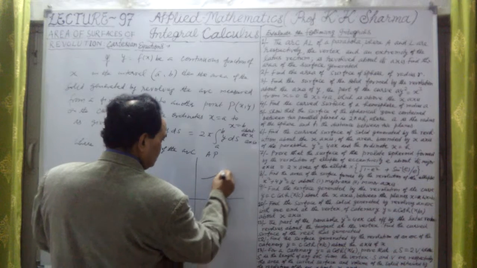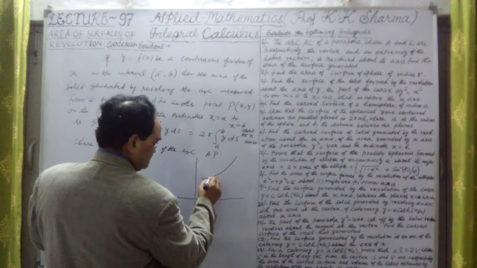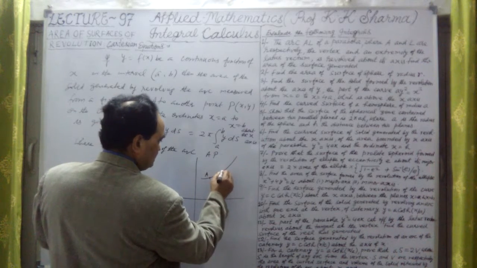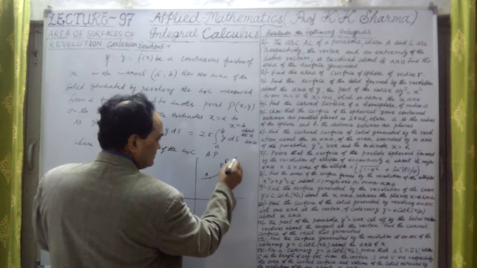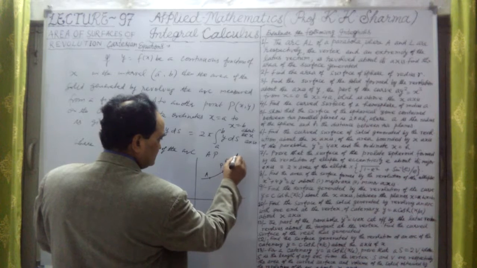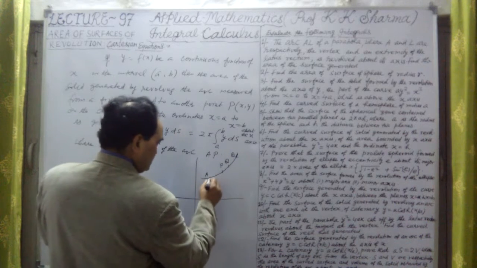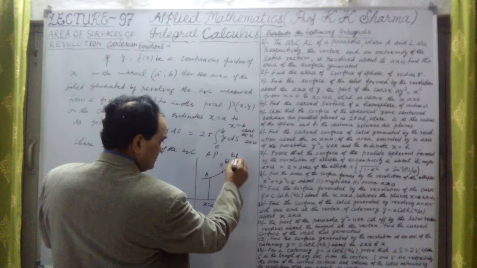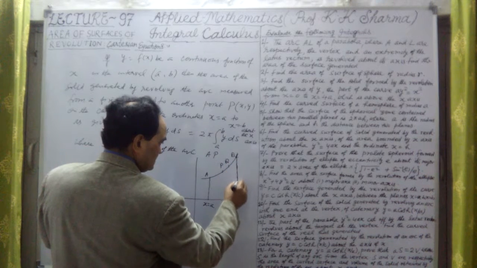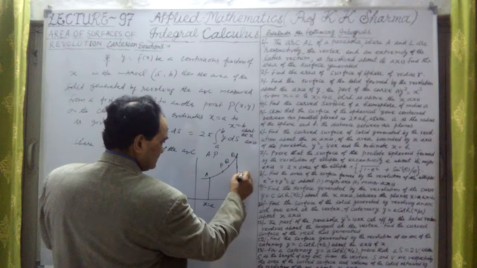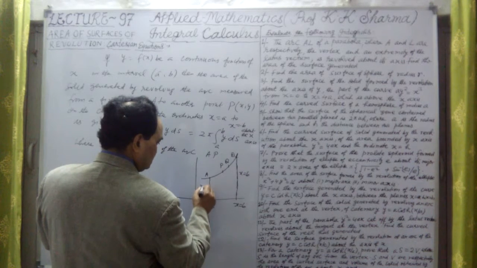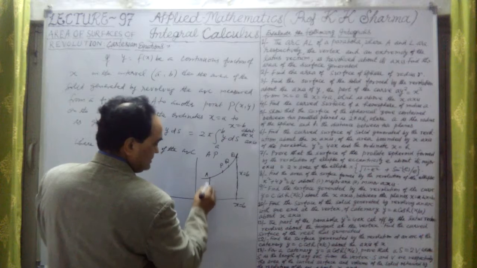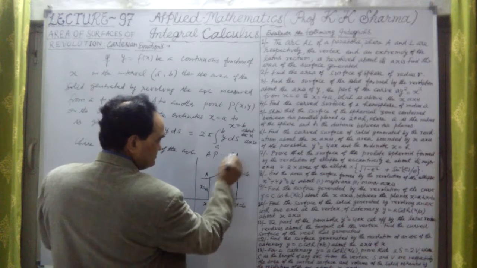Here is an arc. This is arc AP. I take a point A here, this is point P, this is point Q, and here is point B. Here the ordinate is x equal to A, and here the ordinate is x equal to B. At this point the x-coordinate is A, and here it is point B.